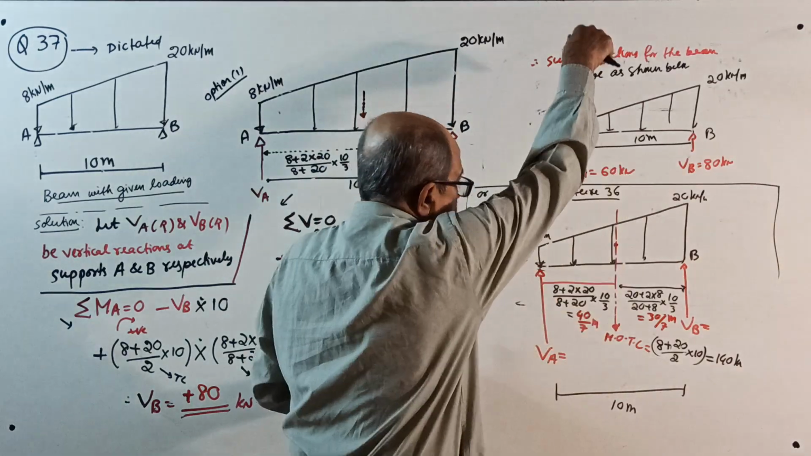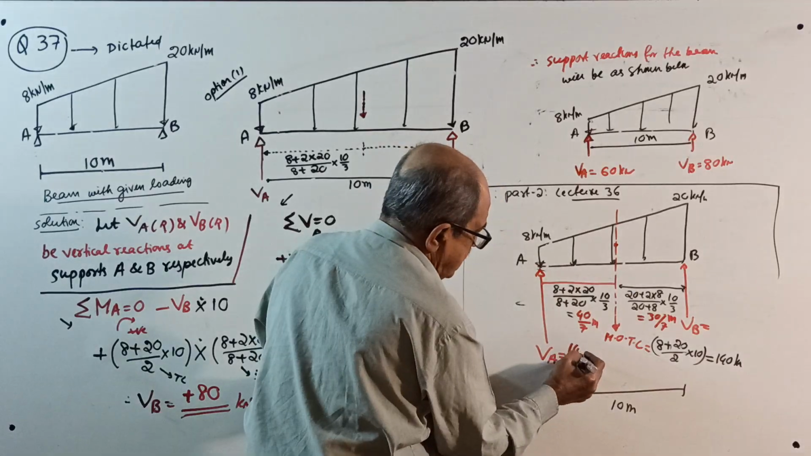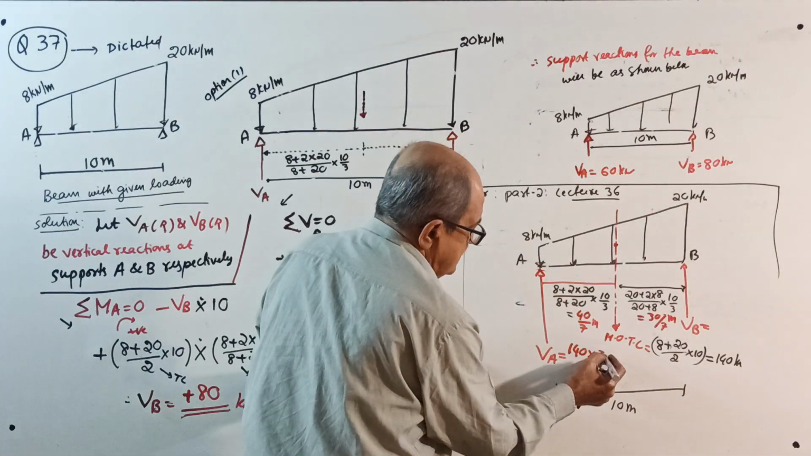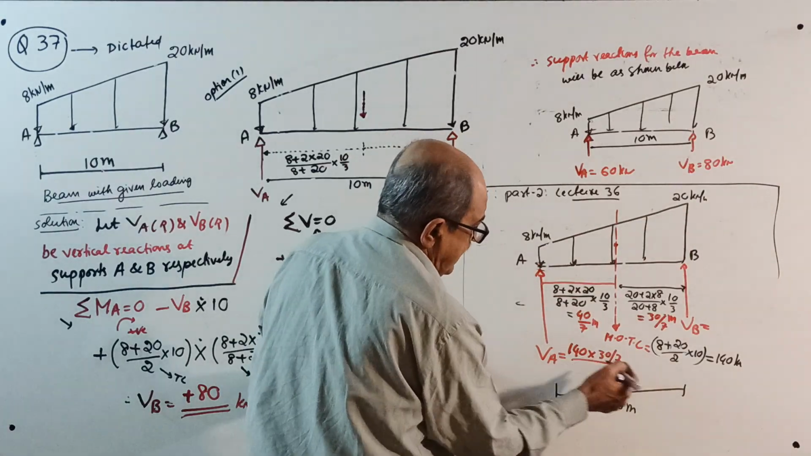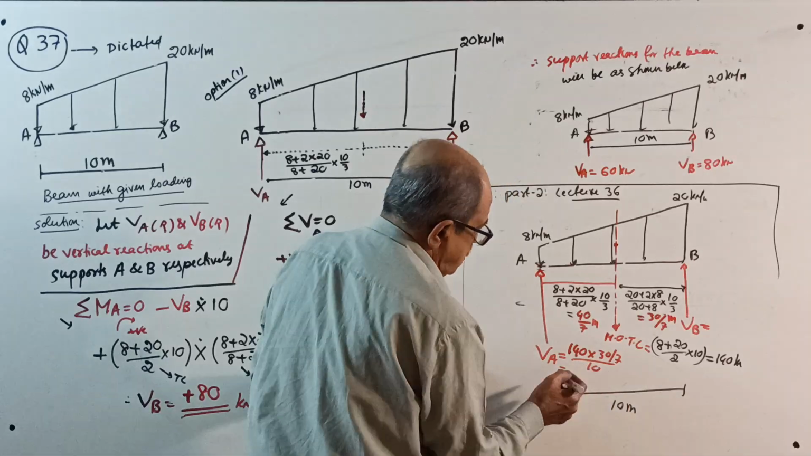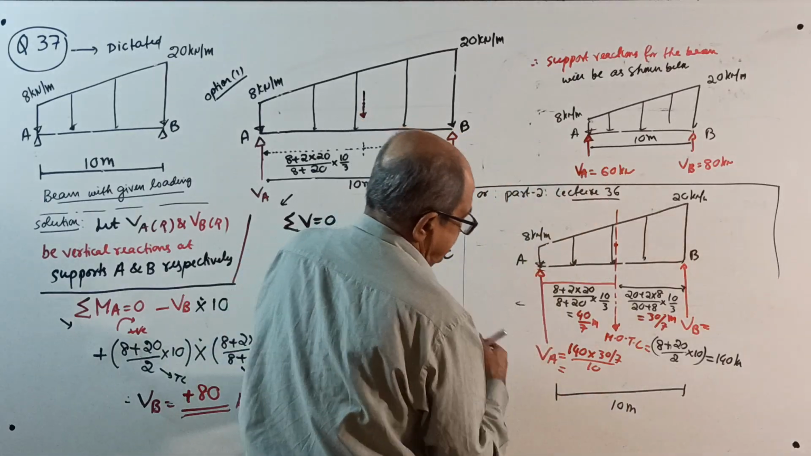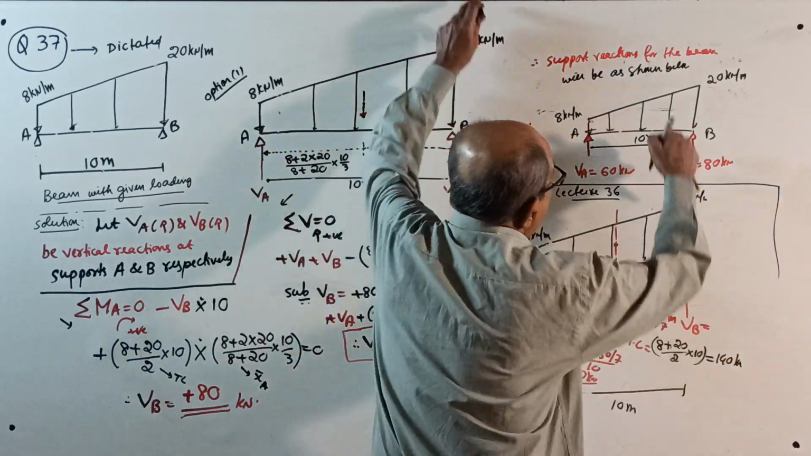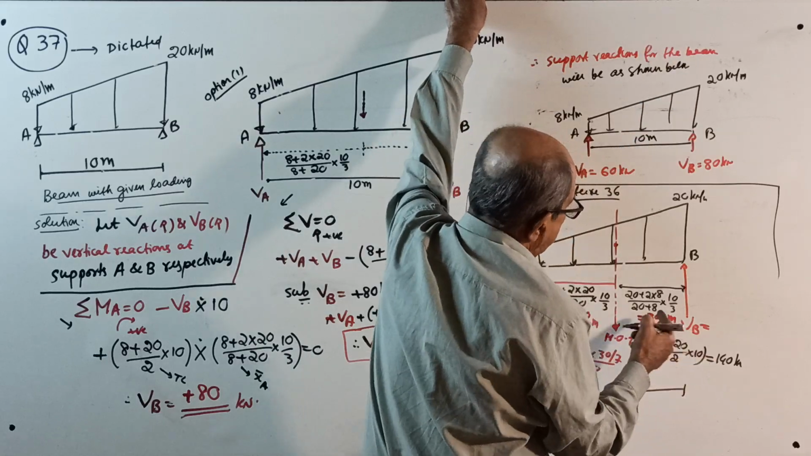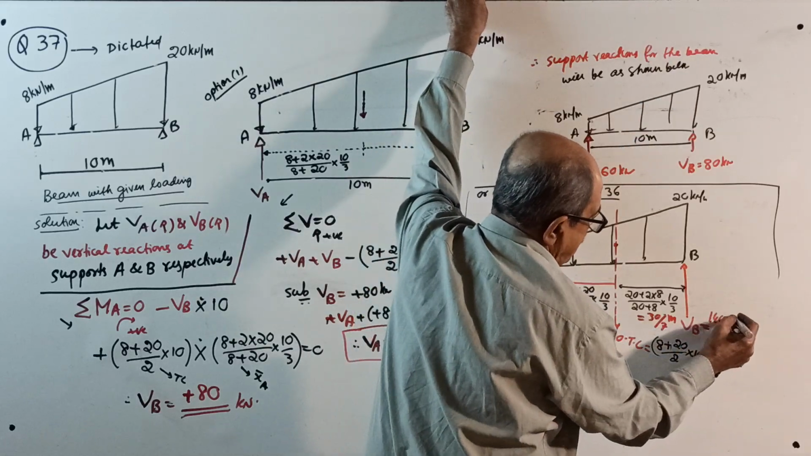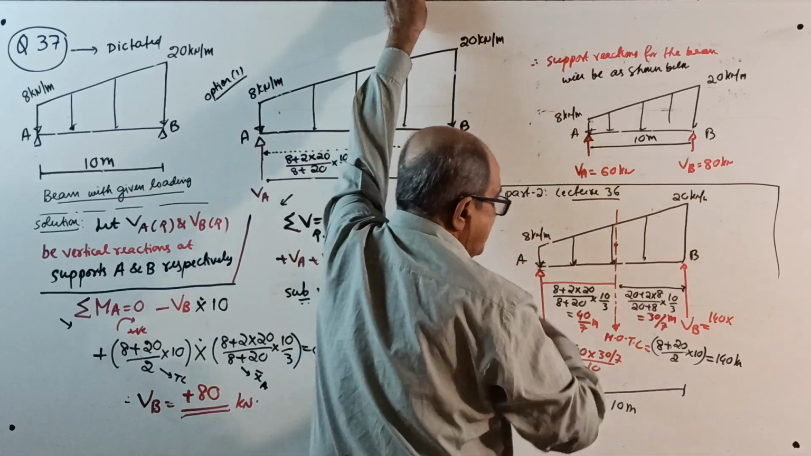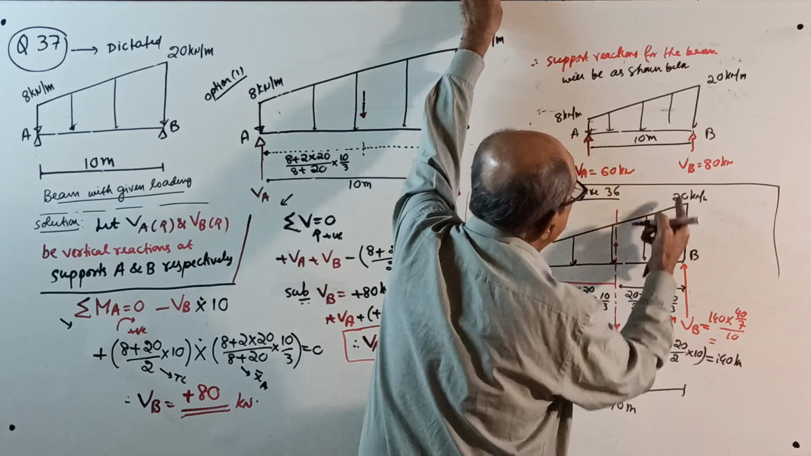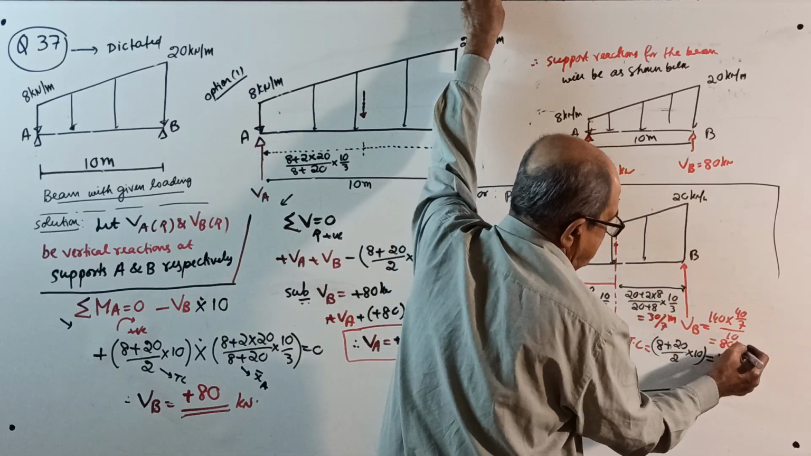VA equal to total load, 140 into other distance, 30 by 7 divided by span 10 equal to Y. Calculate. It has to come 60 kilonewton. VB equal to total load, where is total load? 140 kilonewton into, if you want VB, other distance 40 by 7 divided by 10, it will come 80 kilonewton.